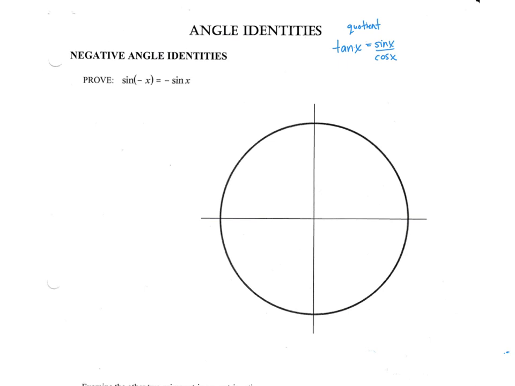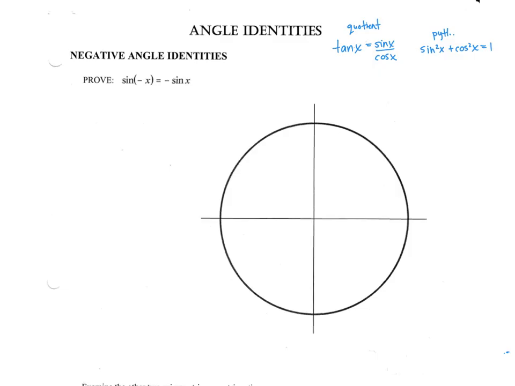And then you were also given the identity sine squared x plus cos squared x is equal to 1. And that was your Pythagorean identity. And so with those identities, you could rearrange them. You could then use those to help prove other identities.